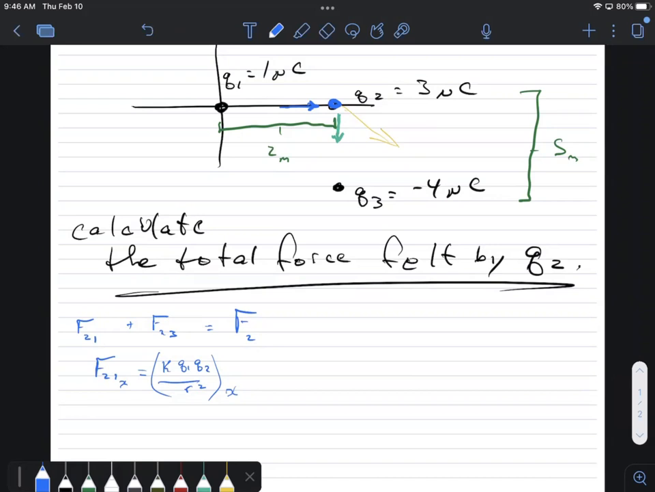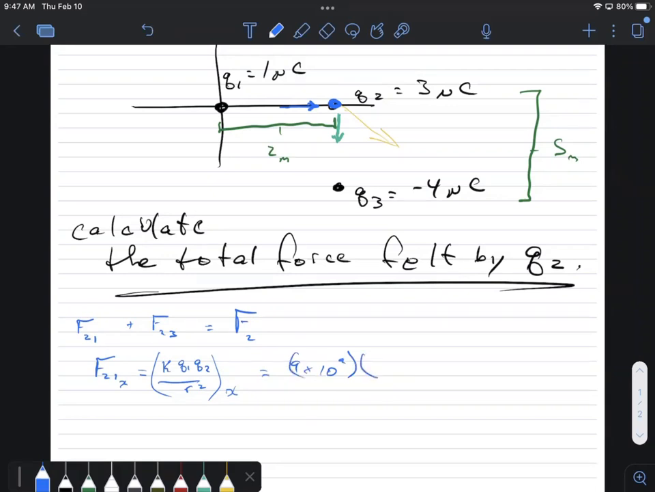But here, for this specific example, it happens to be that the X component is the total force for 1 and 2, and the Y component will be 0. But I still label it as if trying to remind myself I'm only looking at the X direction right now. All right, now we plug the numbers in. K, of course, is 9 times 10 to the 9.